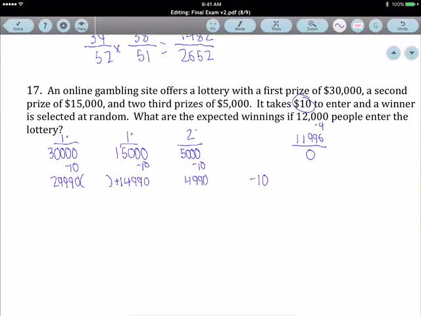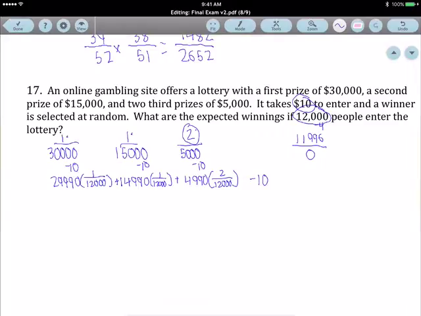There's one grand prize out of how many? 12,000, right, because it says 12,000 people entered. So the first prize, the probability is 1 out of 12,000. The second prize, there's also one of those, so that one is 1 out of 12,000. The third prize, there's 2 of those, so the probability of that one is 2 out of 12,000.